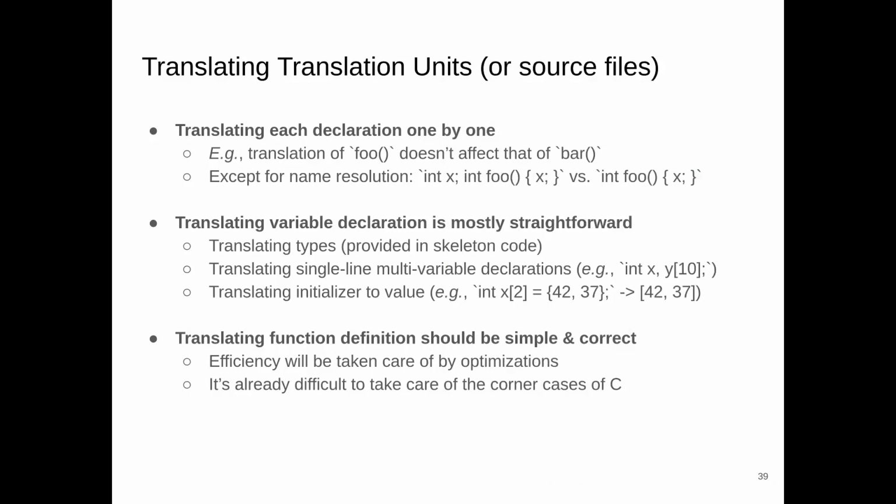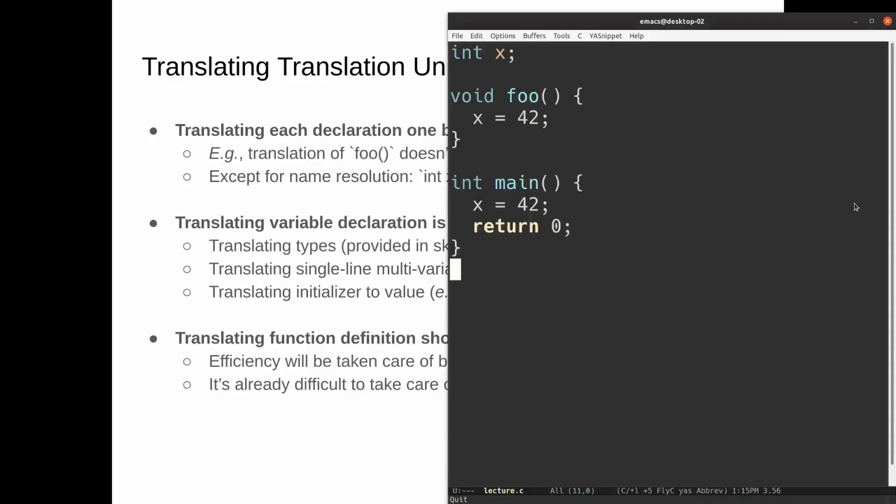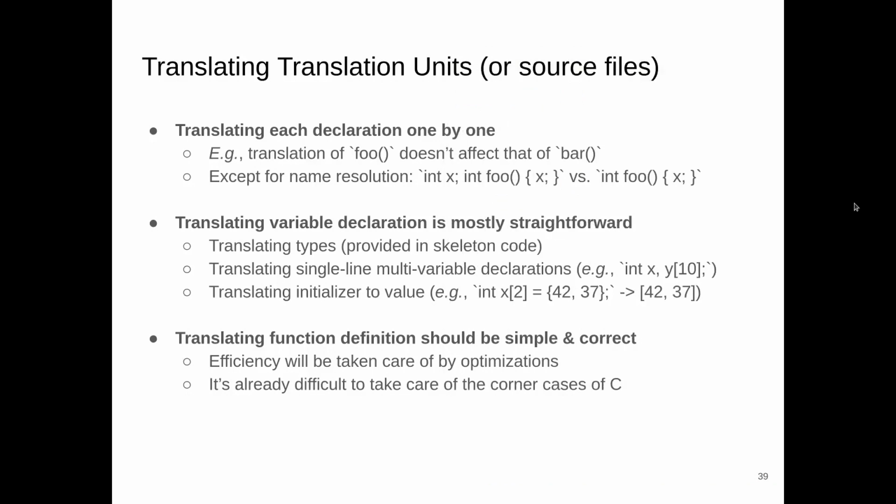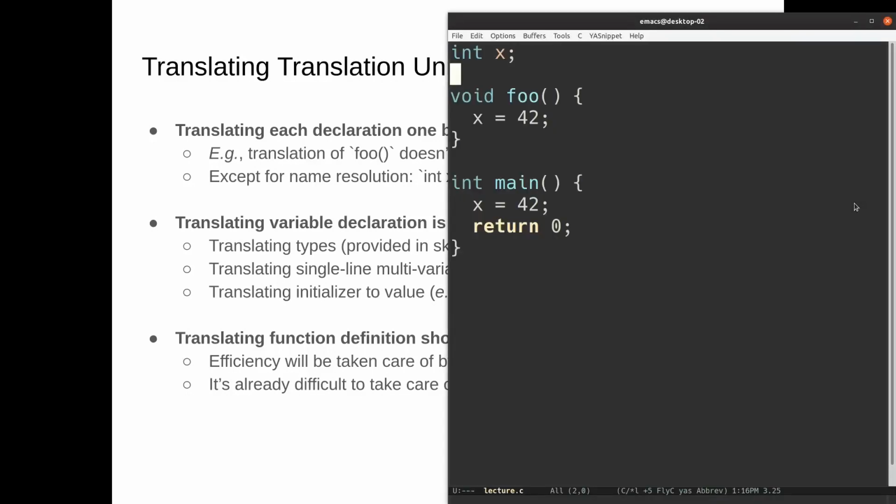Fortunately, in C, we can translate each declaration one by one. For example, in this program, the translation of this main function doesn't affect the translation of this foo function. So we can translate each of them one by one. There is no interference among multiple declarations, except that the names are resolved. In the name resolution, we should consider the order of the declarations.